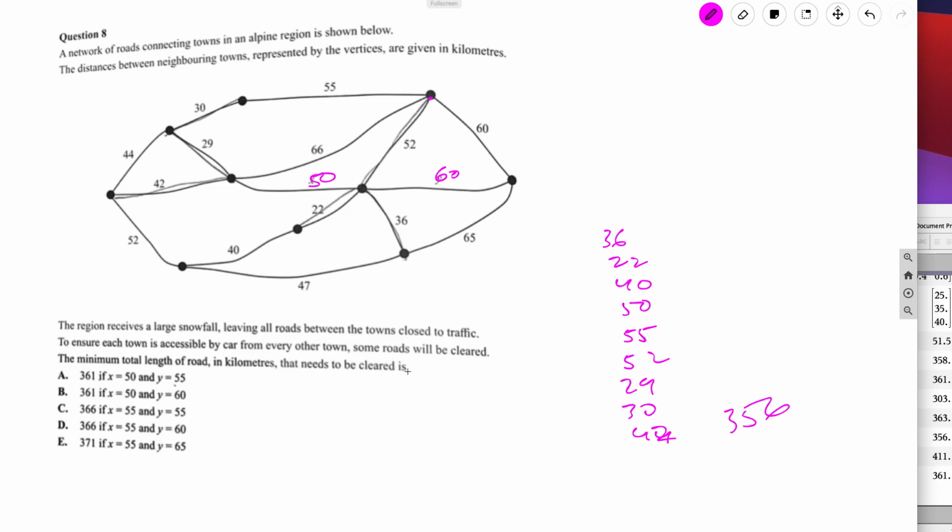Didn't misread something. Every other town, some roads will be cleared. Yeah, cool. That need to be cleared. Okay. Wondered if they said something like did not need to be cleared. Jesus. So 50 and 60.